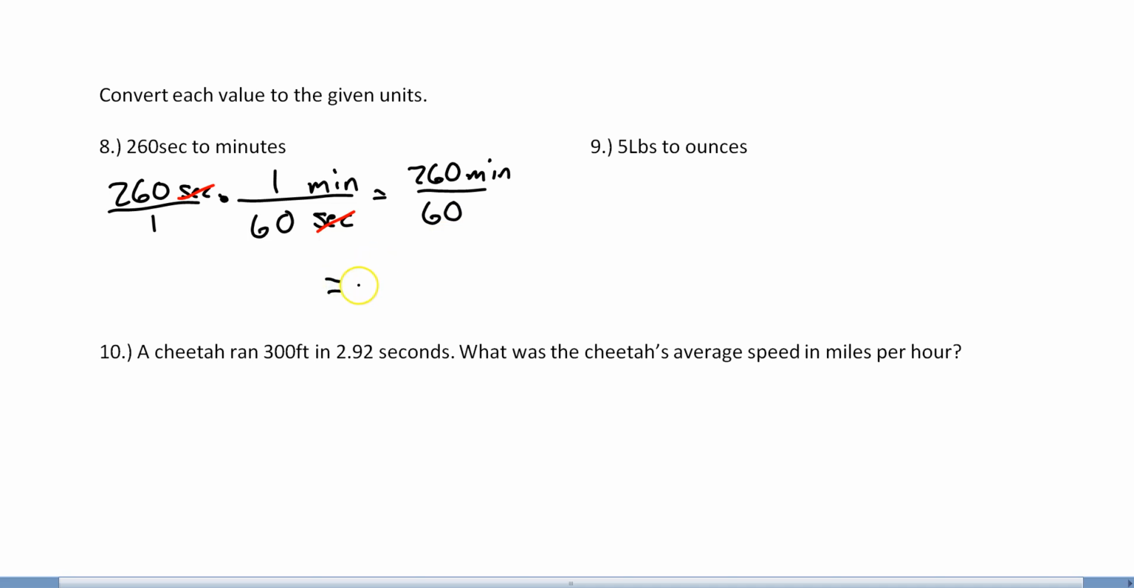I plug this into my calculator. I end up with 4.3 repeating. So you could say 4 1/3 minutes. Or you could say 4.3, if you round it off. That's fine for this one. Okay? So 4.3 minutes. All right?